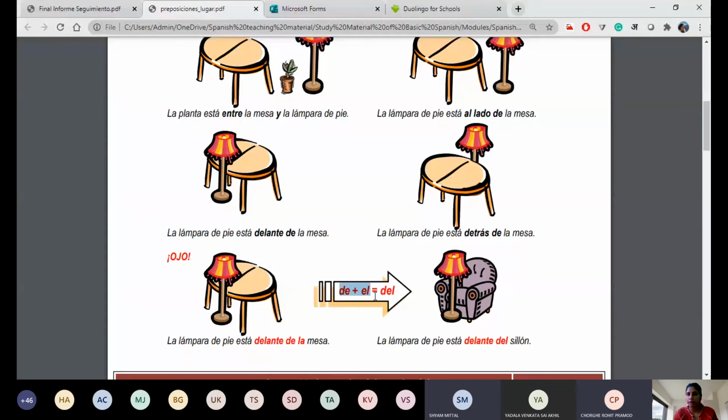Okay, so de plus el, whenever it is there, they will always overlap. There will be many examples in many places where you will find de plus el will become del. Always. But it will not happen with de la, because there is no vowel mixing together. De la, de los, de las. But when it is de el, it will become del.